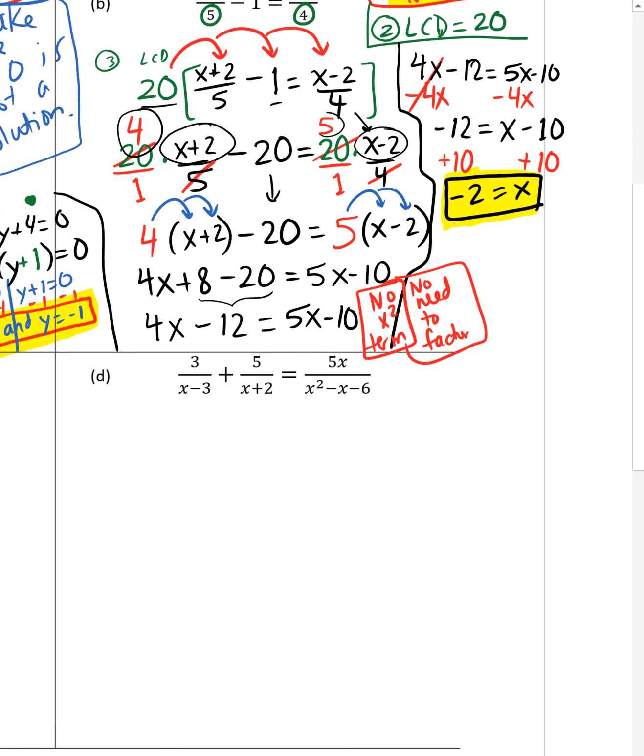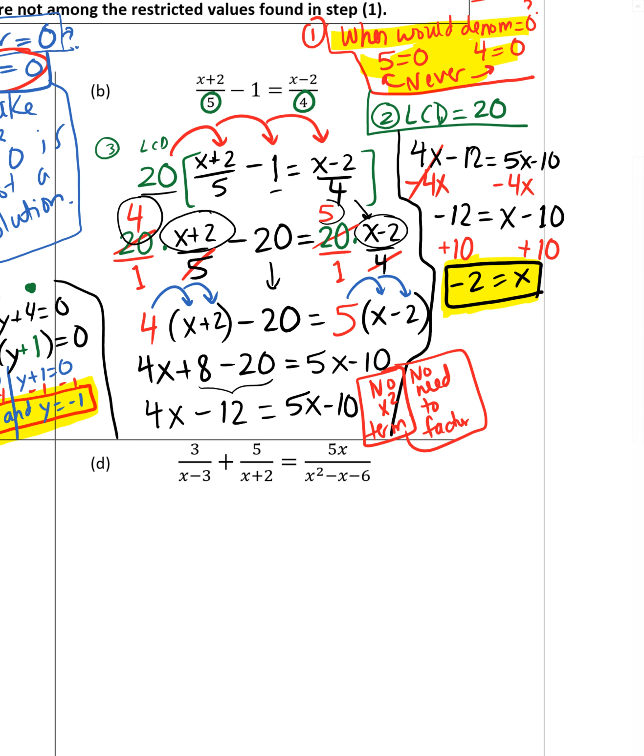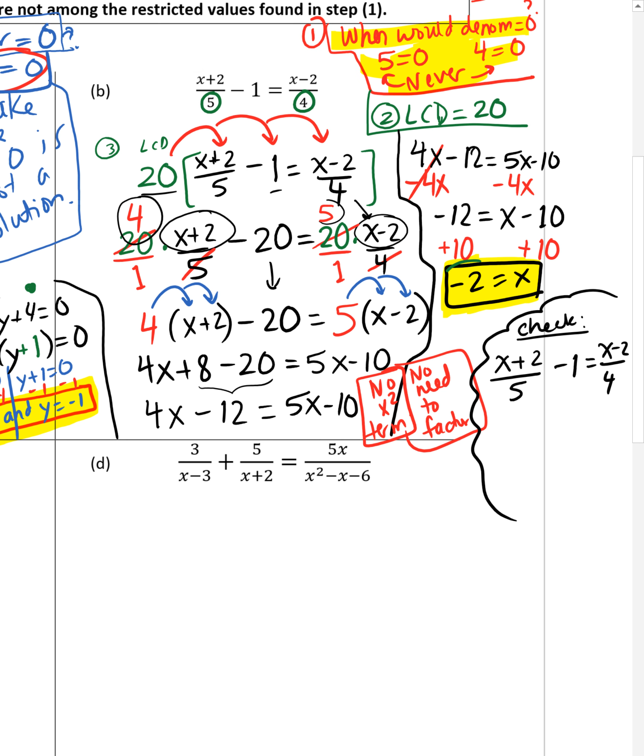There it is. And of course you can check it if you want to check it. Any of these can be checked. In the first example, remember we got 2 solutions, so you have to actually check both, one at a time. But if you want to, let's see, what was this one? It was x plus 2 over 5 minus 1 equals x minus 2 over 4. So I think my solution was x equals negative 2. I'm going to replace both x's with negative 2 and see if I get a true statement there.